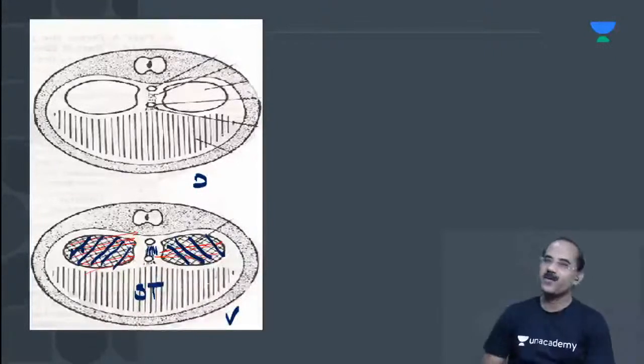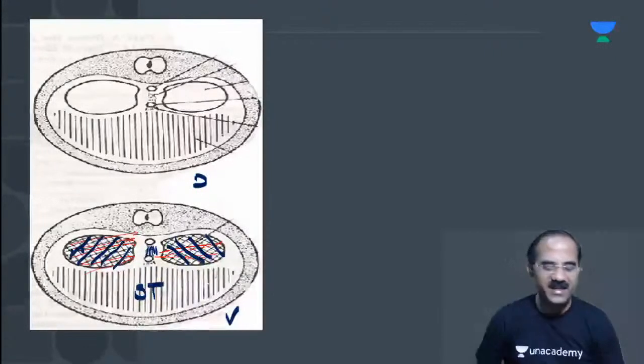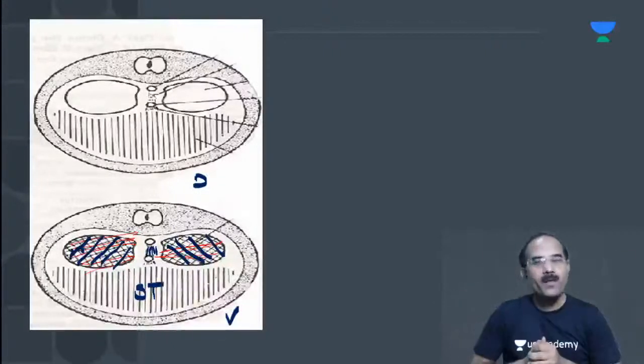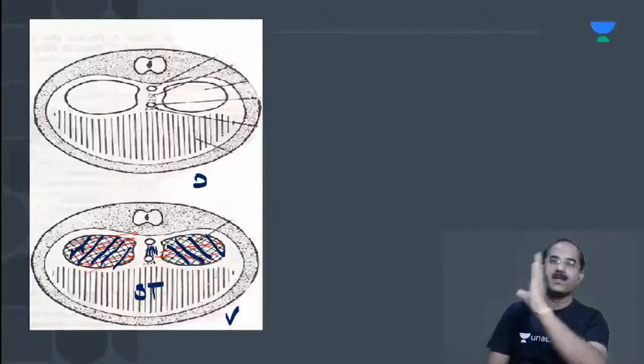Bochdalek's hernia. Very good. Yes, it is due to non-fusion of the pleuroperitoneal membranes. A posterolateral defect in the development of the diaphragm is known as Bochdalek's hernia.